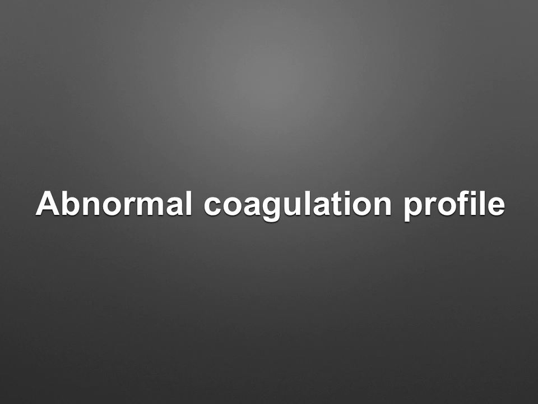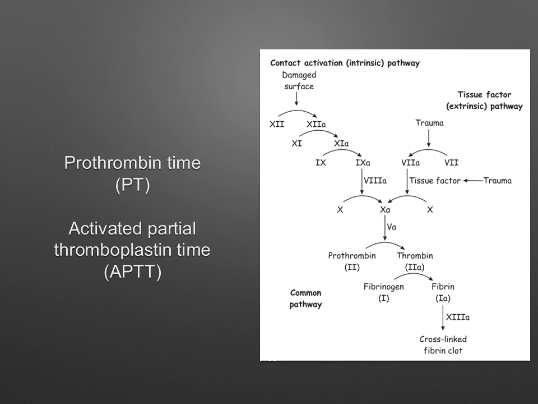Let's turn our attention now to the clotting factors and abnormal clotting. So prothrombin time, or activated partial thromboplastin time, the PT and the APTT, these are the most commonly used screening tests for coagulation. These tests were designed to assess the coagulation system based on the extrinsic and intrinsic pathway.